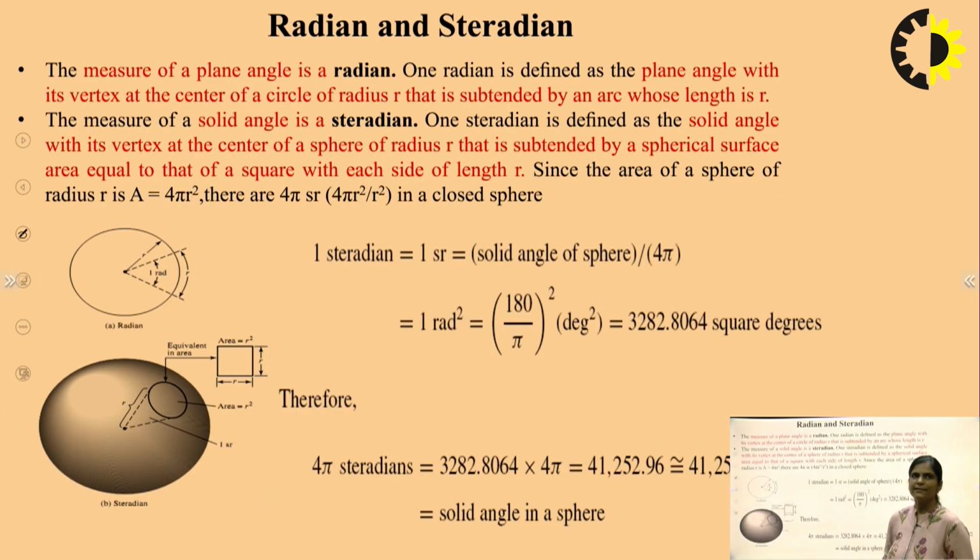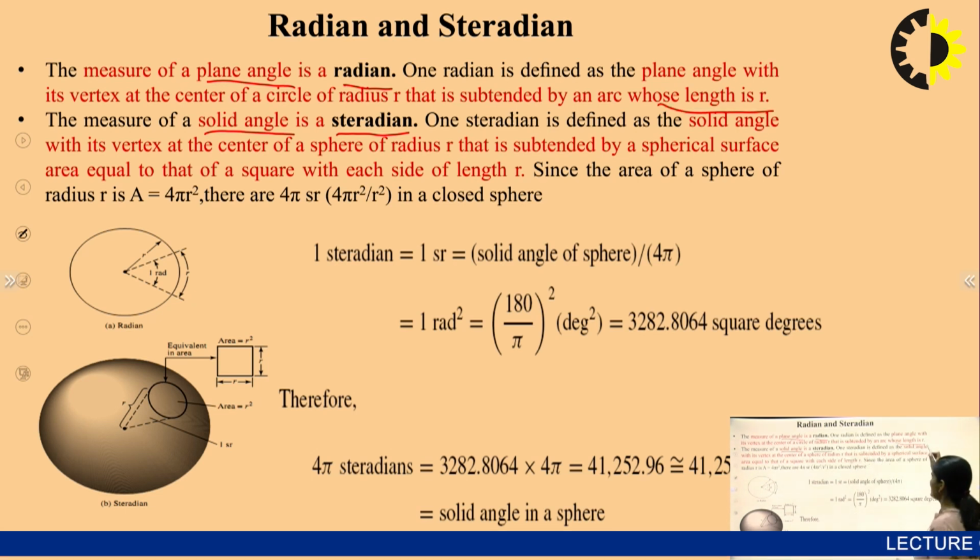Now third is how we can measure the plane angle. We can measure the plane angle in the form of radian. If you want to measure the angle, solid angle or plane angle, we can measure in the form of radian and steradian. So the measure of plane angle is radian and the measure of solid angle is steradian. 1 radian is defined as the plane angle with its vertex at the center of a circle of radius r subtended by an arc whose length is r.